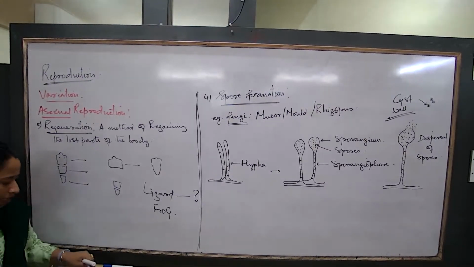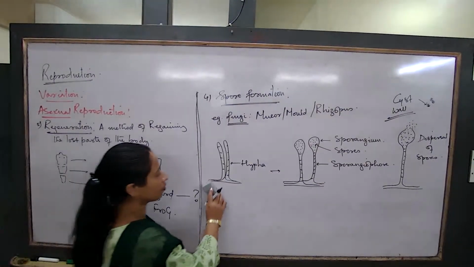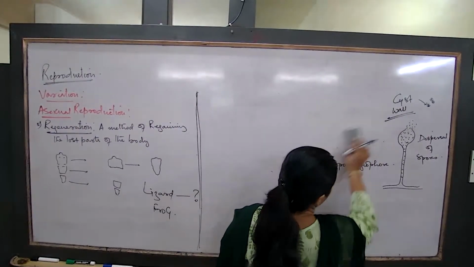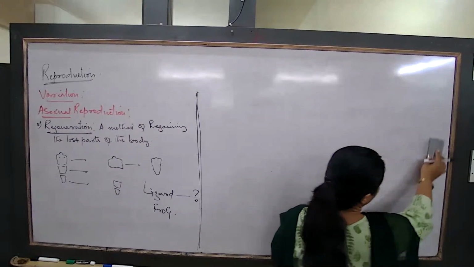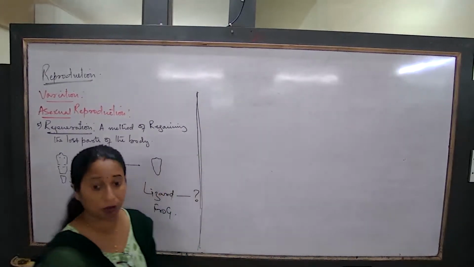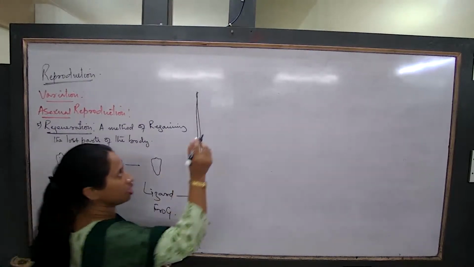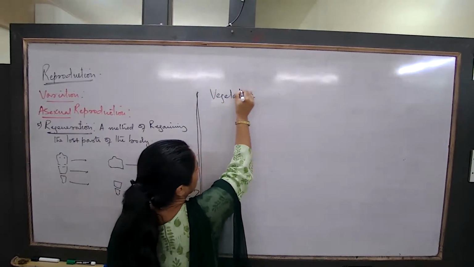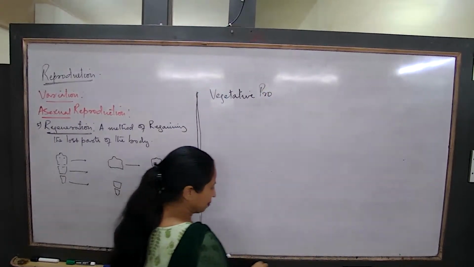So this is what we are talking about as a concept of asexual reproduction. Next, what is vegetative propagation? Let us start with that. Vegetative propagation is actually a concept of asexual reproduction in plants. What is the meaning of propagation? Propagation मतलब नहीं पता.